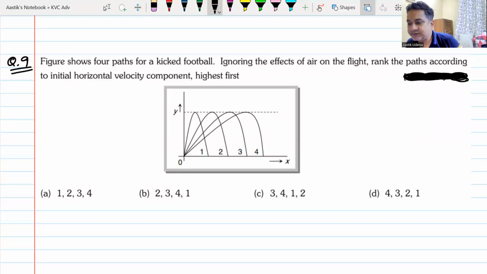Here comes the next question. The figure shows four paths of a kicked football. Ignoring the effects of air on the flight, so resistance of the air is neglected, rank the paths according to the initial horizontal velocity component, highest first. So you have to tell me which path represents the maximum initial velocity. Highest initial velocity should be first, then lower than that, then the lower one, and then the lowest one. So highest will be first, and lowest would be our last. And I'll give you 2 minutes to do this.